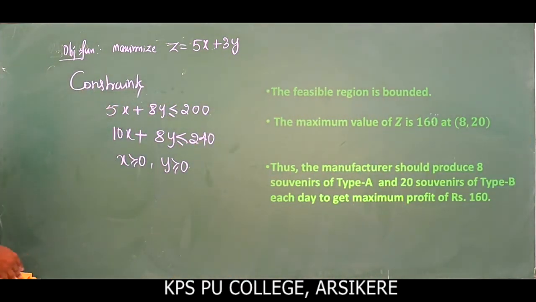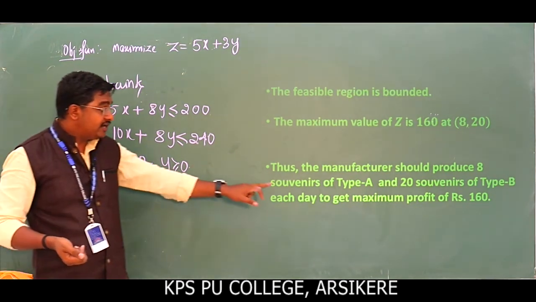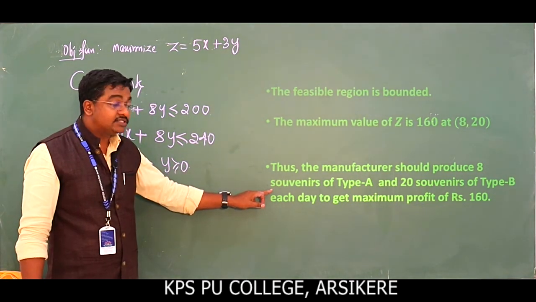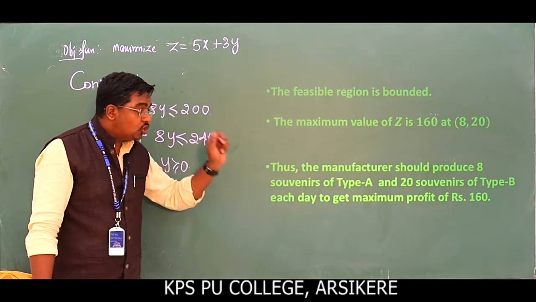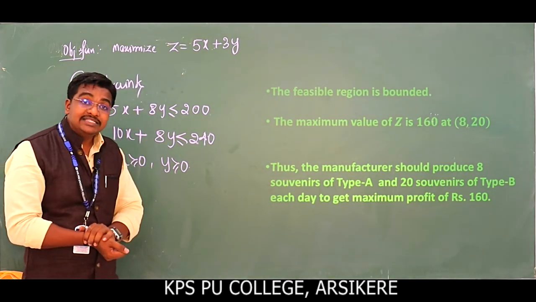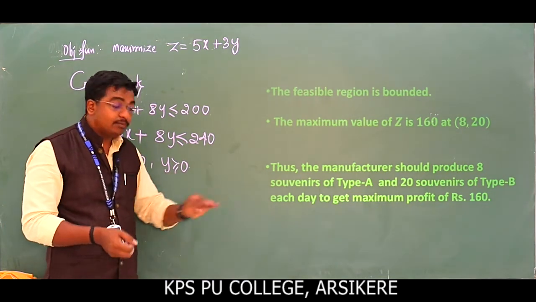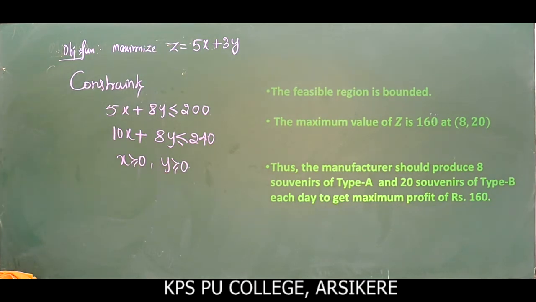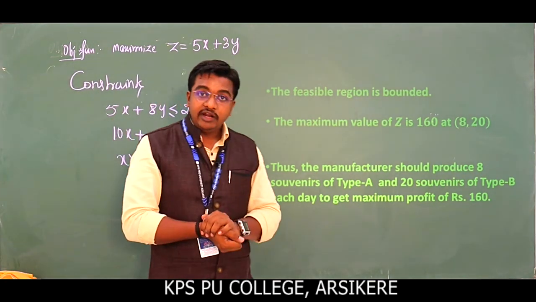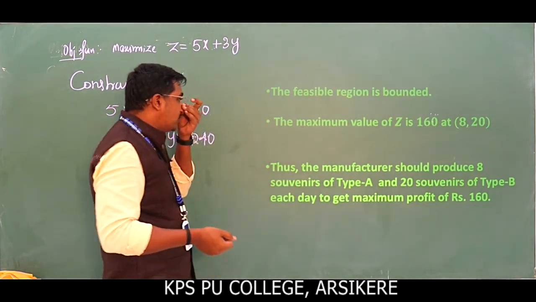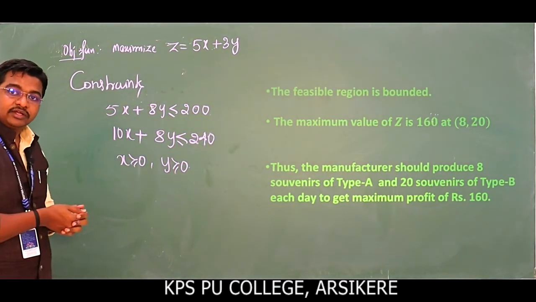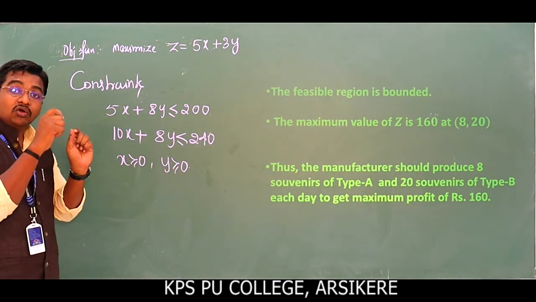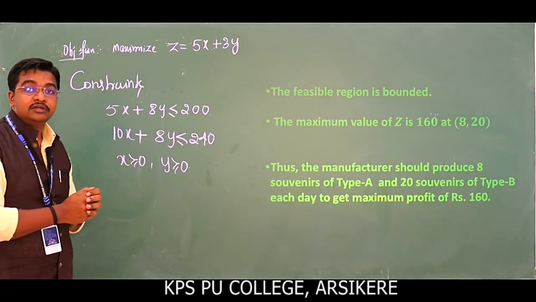Thus the manufacturer should produce 8 sovereigns of type A and 20 sovereigns of type B each day to get maximum profit, and the maximum profit is 160. Please note all the things written here. Remember these homework problems are very important. I have given the explanation of how to convert to mathematical form and the required things. So please solve all the problems. If you have any doubts, ask me, I will explain again.